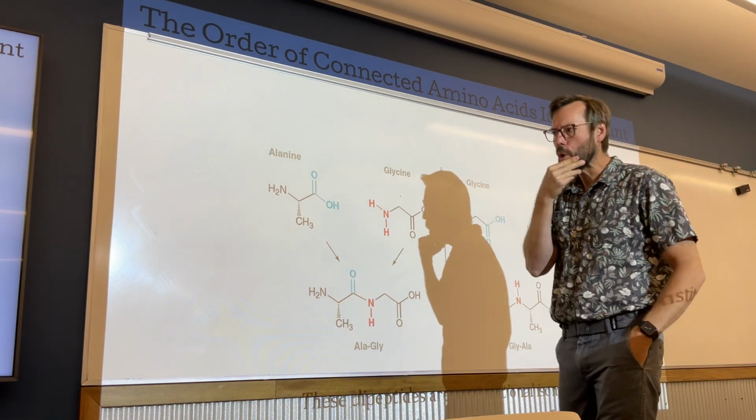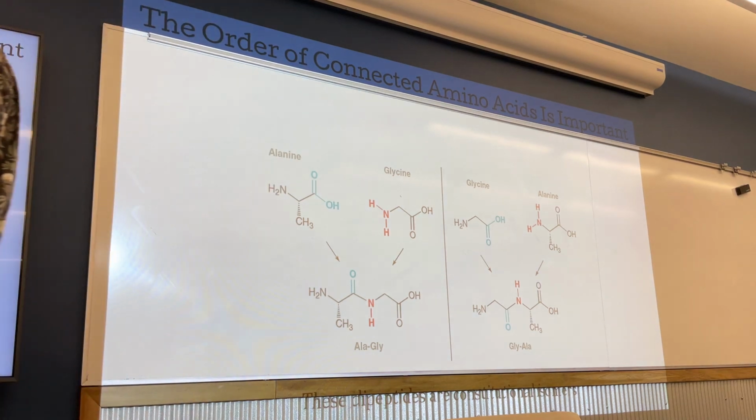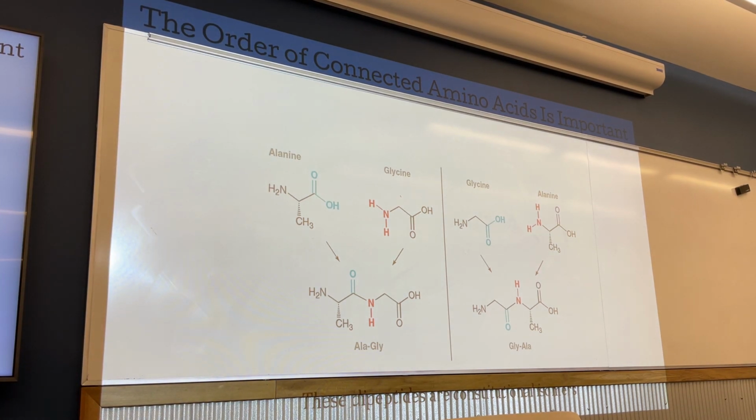Even if we just have 2 amino acid residues come together, that is considered a peptide. Okay? And if we have alanine in front and glycine in the back, then we get this essential isomer. We can switch those around and get a different isomer. These are constitutional isomers, but they can have different properties.